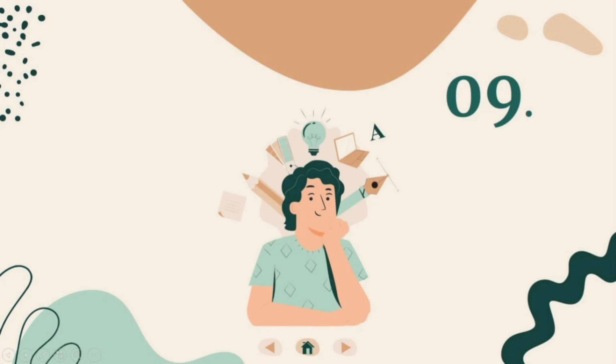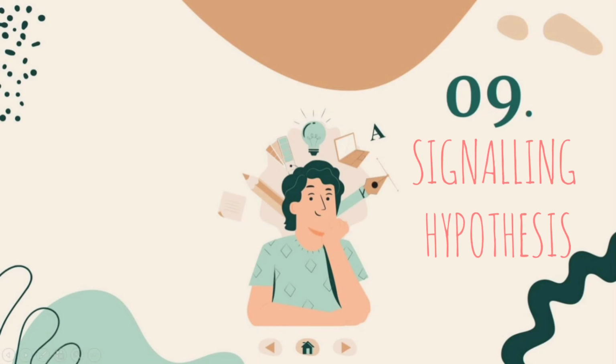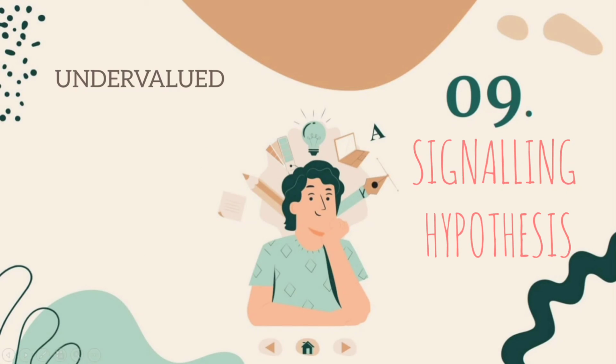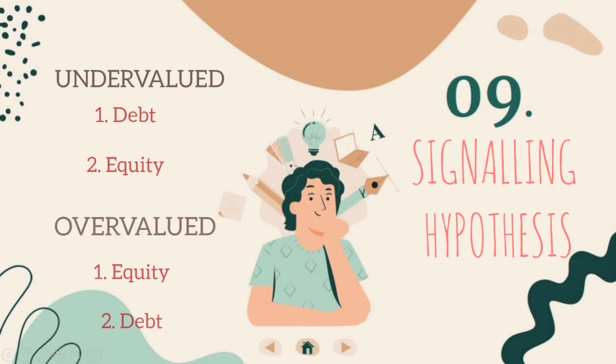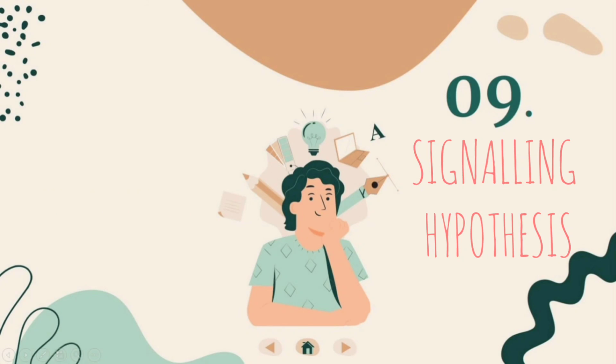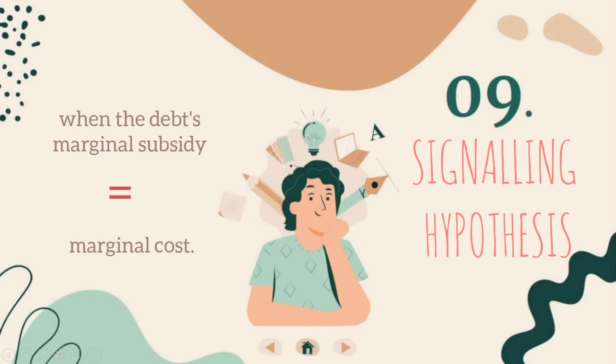So, the last part of capital structure is signaling hypothesis. The asymmetry of information between management and shareholders gives rise to signal theory. If executives believe their company is undervalued, they will first issue debt and then equity as a last resort. However, if the management believes their company is overvalued, they will issue equity first. The first signal theory contends that if managers have inside information, their capital structure selection will indicate that information to the market. The firm's capital structure is optimum when the debt's marginal subsidy matches the marginal cost.